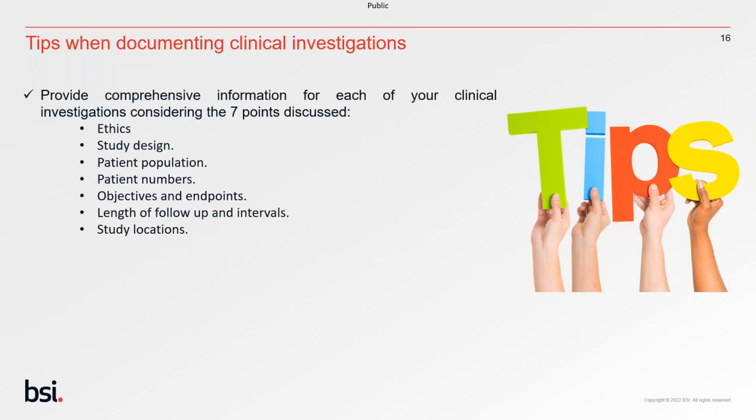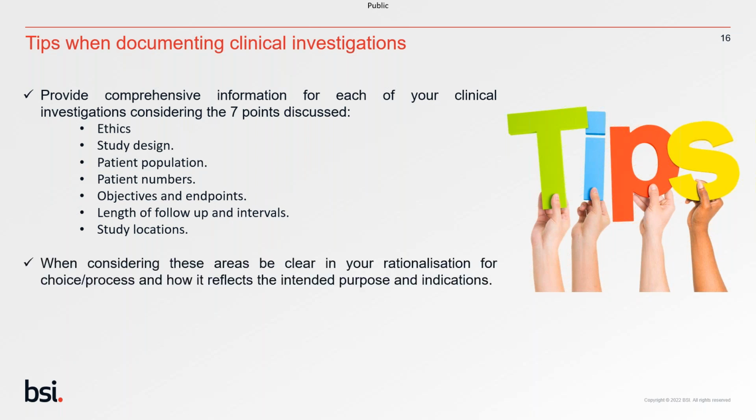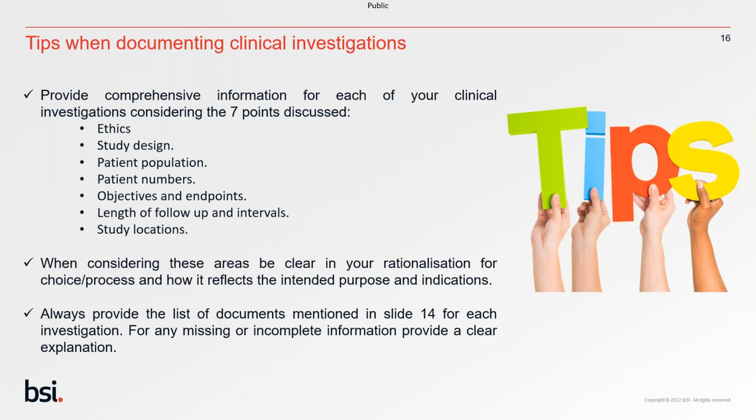So finally, some tips when documenting clinical investigations. We've given you the 7 areas that we really do focus on. So make sure that in your clinical evaluation report, you really are picking up each of these points and almost justifying your justification, if that's such a phrase, but really just try to give the depth, history, and the reason and rationale as to why you've chosen each of these points and what those results are showing in terms of patient population, patient numbers, objectives, and endpoints, etc. So I think I've just said that, but yeah, always provide a list of the documents mentioned in slide 14 for each investigation. And then again, any missing or incomplete information should have a clear and robust explanation.